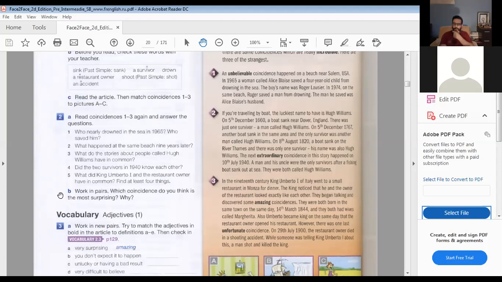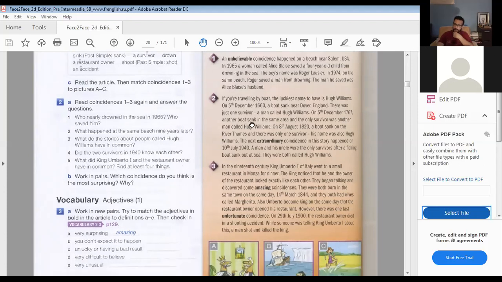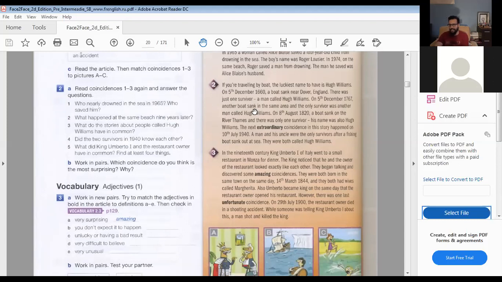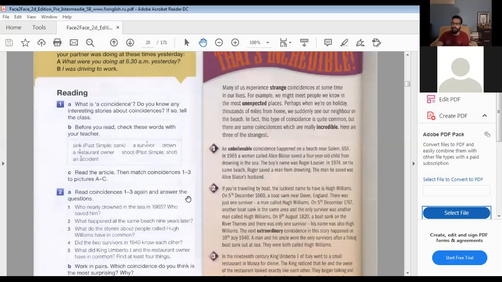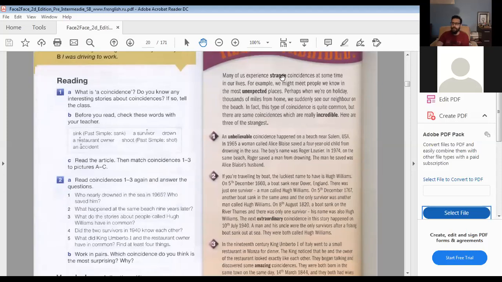All right, so this is the beginning of our story. We have some nice coincidences. Now here we have some adjectives, a little bit of vocabulary. What they want you to do is try to match the adjectives in bold in the article to the definitions. So we have a few bold adjectives. Let me read the bold adjectives. Oh, you can read them, okay? Go ahead, Malak.